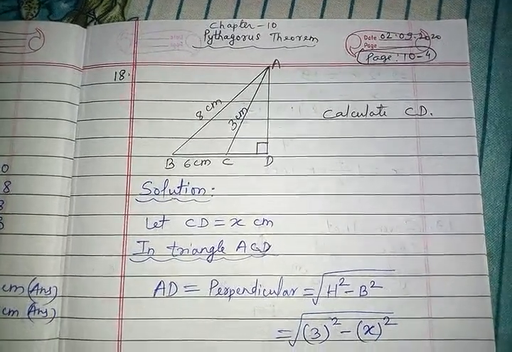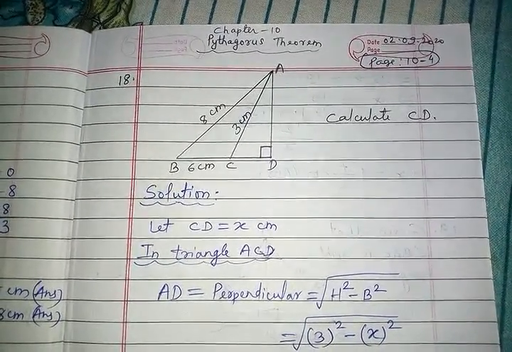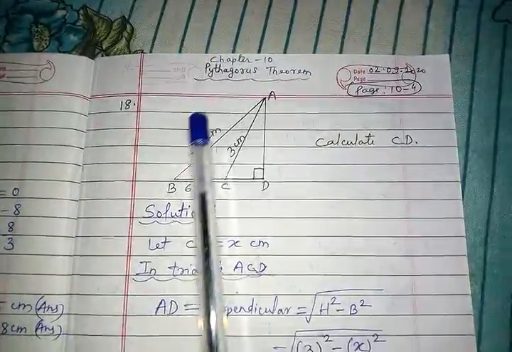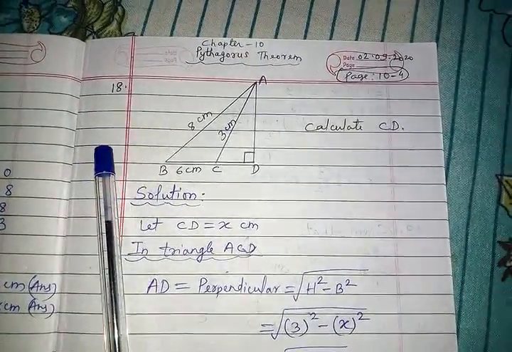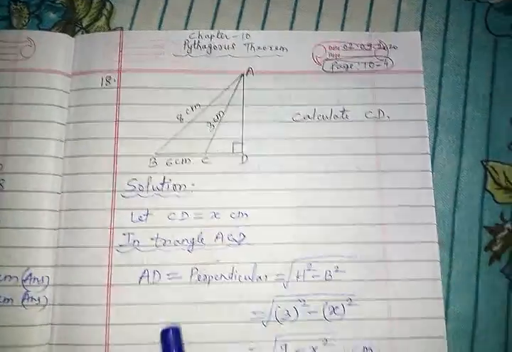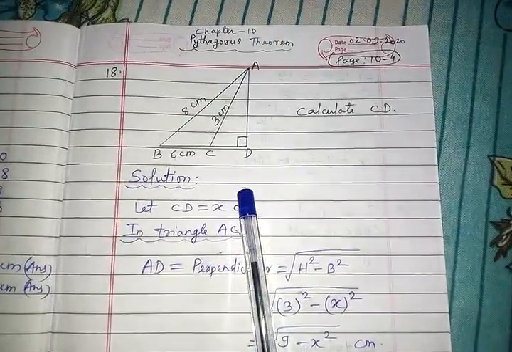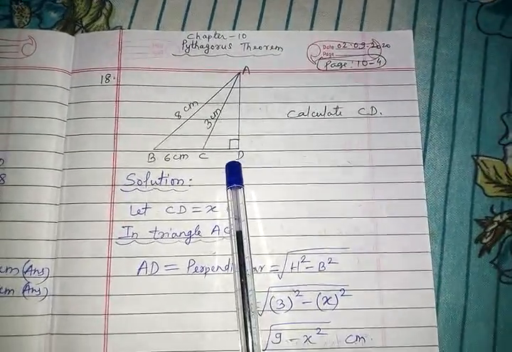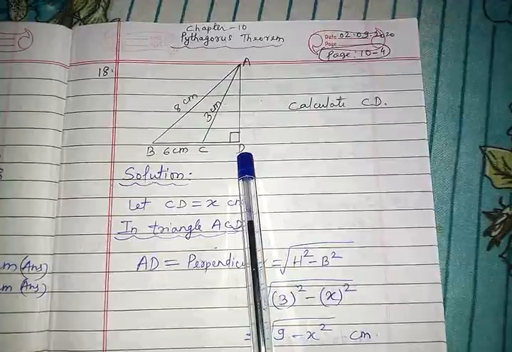Children, today we will learn a very important question from the chapter Pythagoras theorem. It's question number 18, page 10.4. So you can see here that this is the triangle, that is right angle triangle.